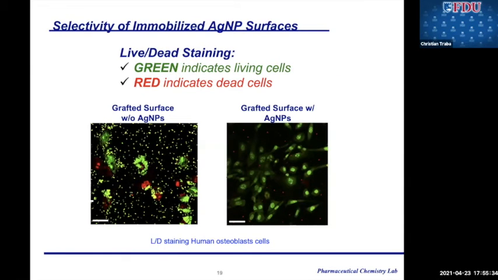Specificity studies involving human fetal osteoblasts and S. aureus bacteria grown for 5 days on acrylic acid grafted surfaces and immobilized surfaces were monitored using the live dead staining kit. Once again, the scale bar is 50 microns. In order to examine the specificity of immobilized surfaces in vitro, co-cultures involving S. aureus and human fetal cells were performed on grafted surfaces without nanoparticles and on immobilized surfaces.